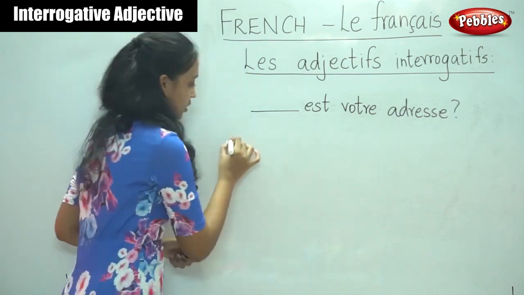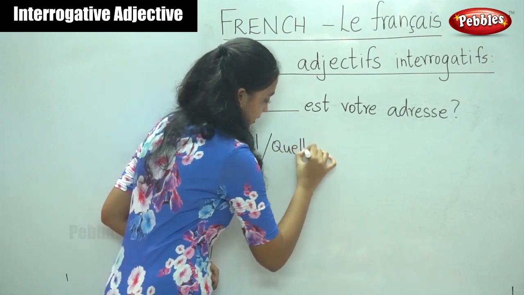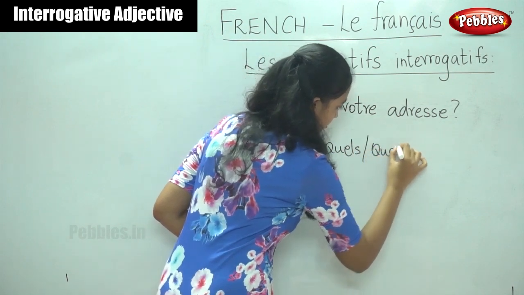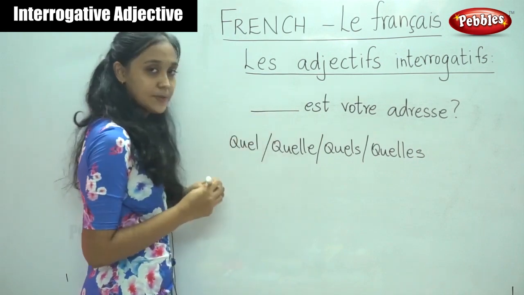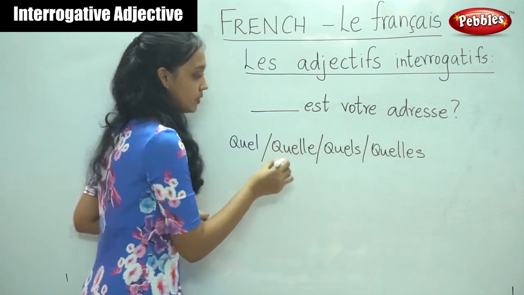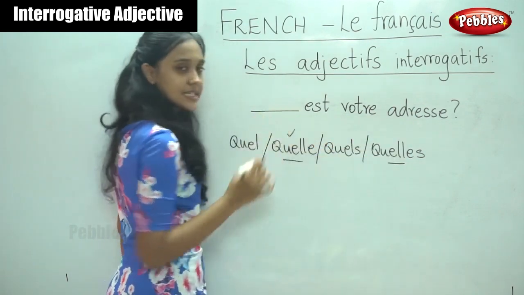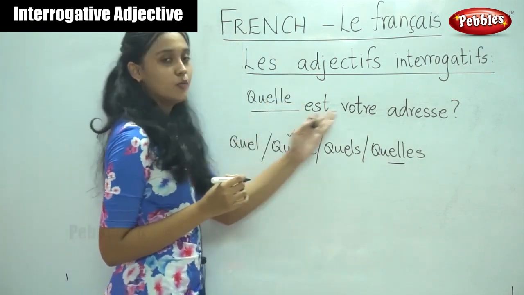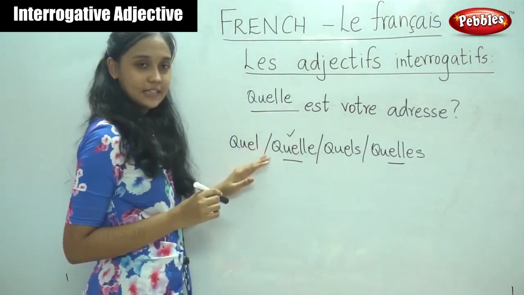So, would we use quel or quelle? Which of the following would be used in this blank? It depends on the noun. We saw that the noun is in the feminine form, so we will use either this or this. It is in the singular form, so this is the right answer. So, quelle est votre adresse? What is your address or which is your address? So, I hope you are clear.